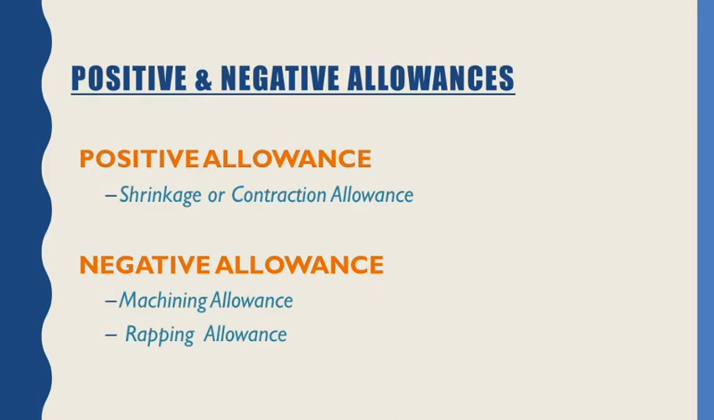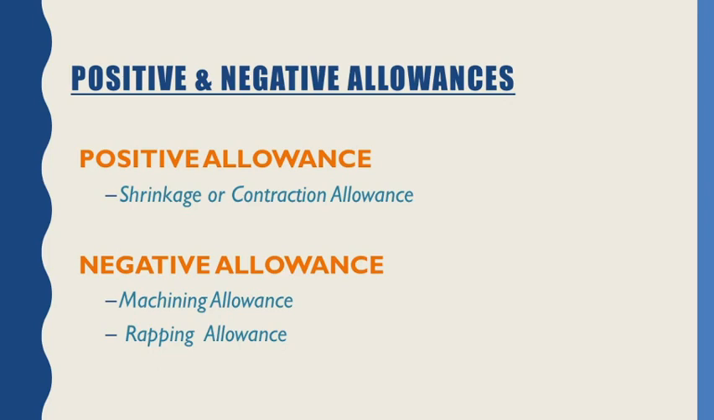So this is all about the pattern allowance. We have discussed five pattern allowances, under which in certain cases we provide an allowance so that the pattern is made larger than the required casting. In certain cases, we make the pattern smaller in size than the actual casting. So we can call these positive allowance and negative allowance. Positive allowance means we make the pattern larger in size than the casting. Negative allowance means we make the pattern smaller in size than the actual casting.